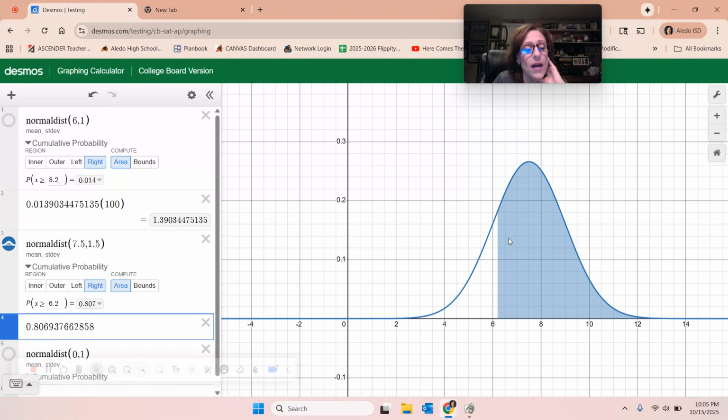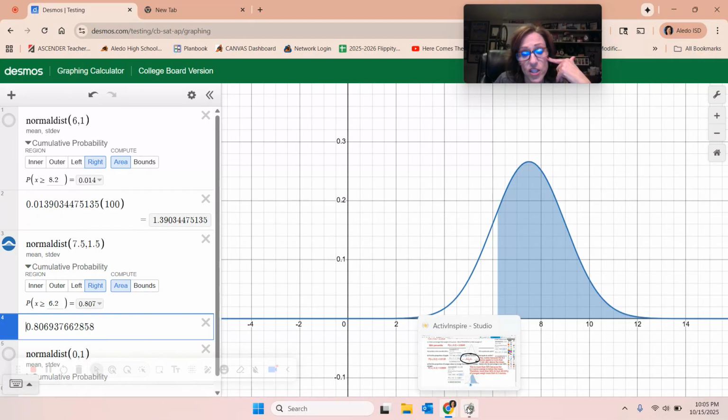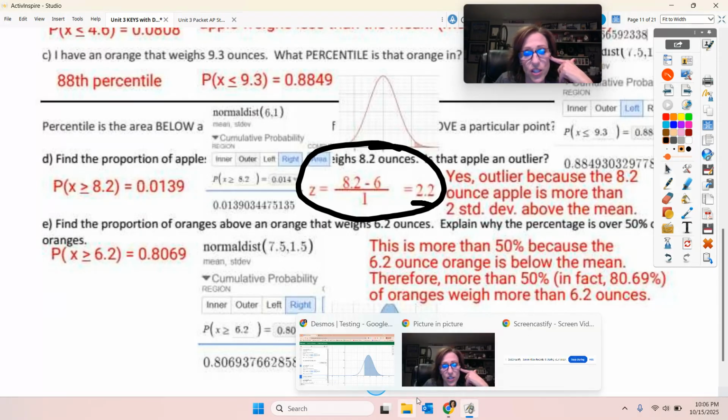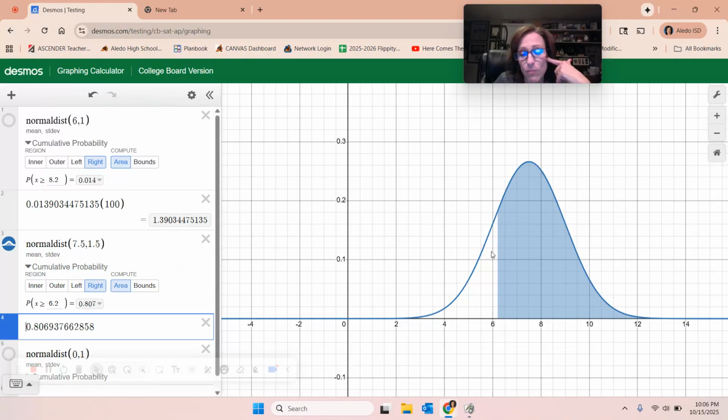Okay, so what proportion of oranges weigh more than that? Over 80%. All right, so that's what that question asked there. Now, why is it over 50%? Well, because 6.2 is down here below the mean. So it's the 50% to the mean plus a little bit more.